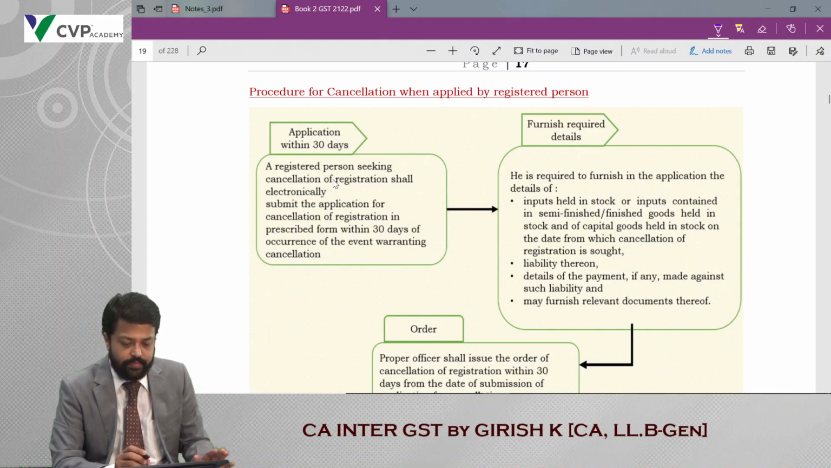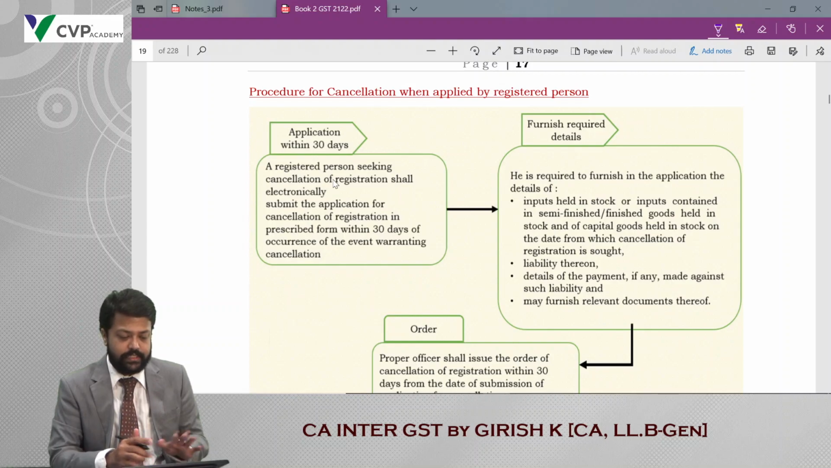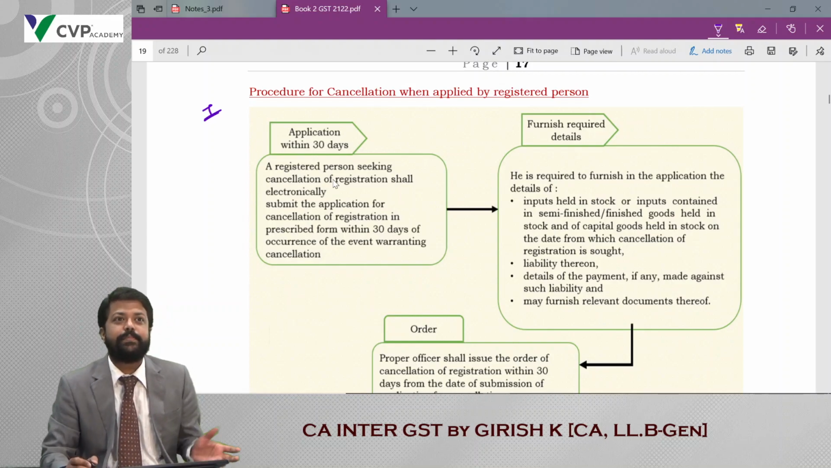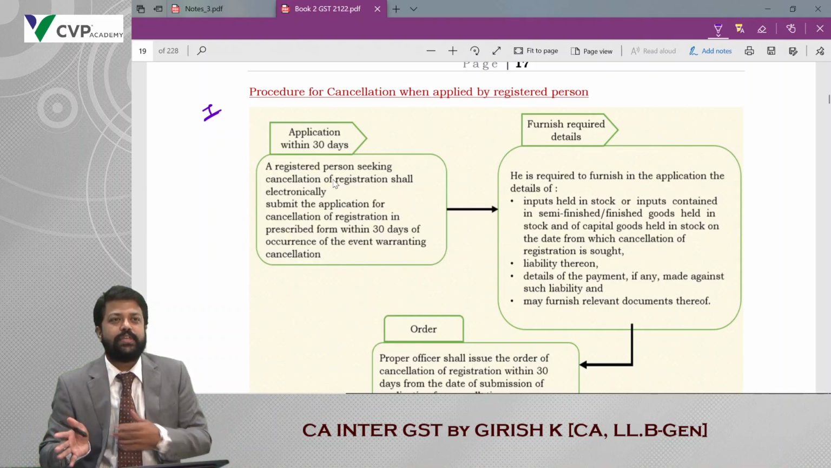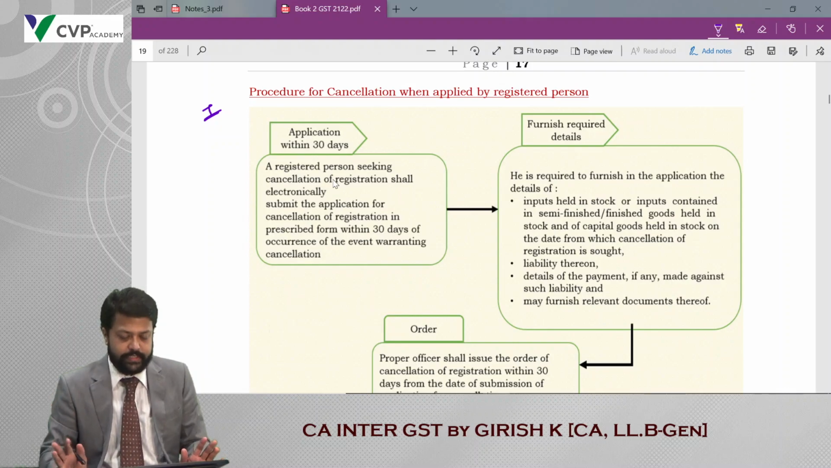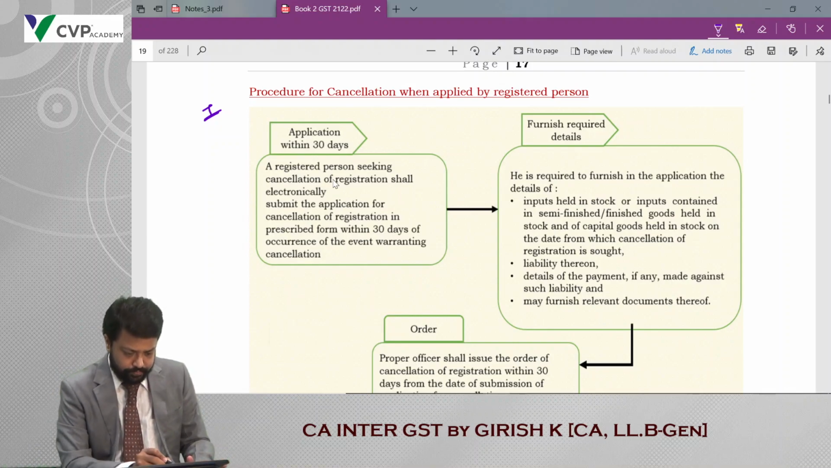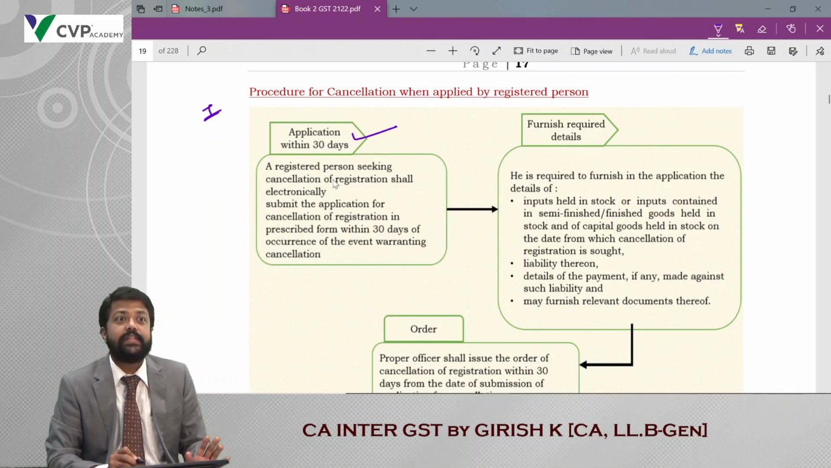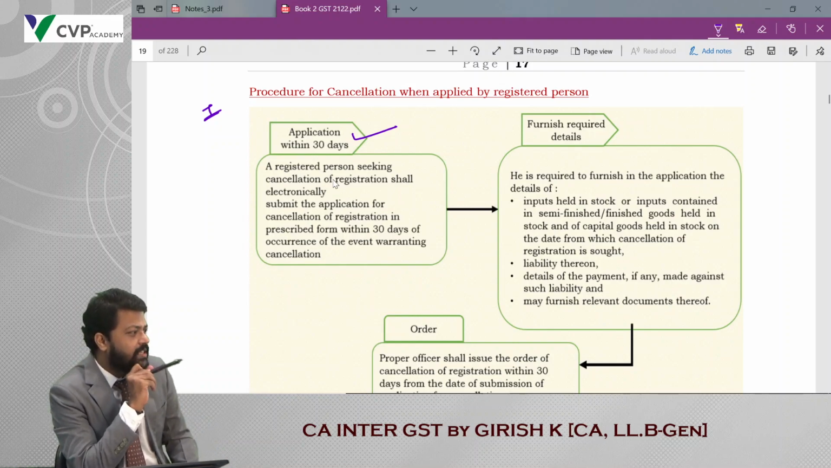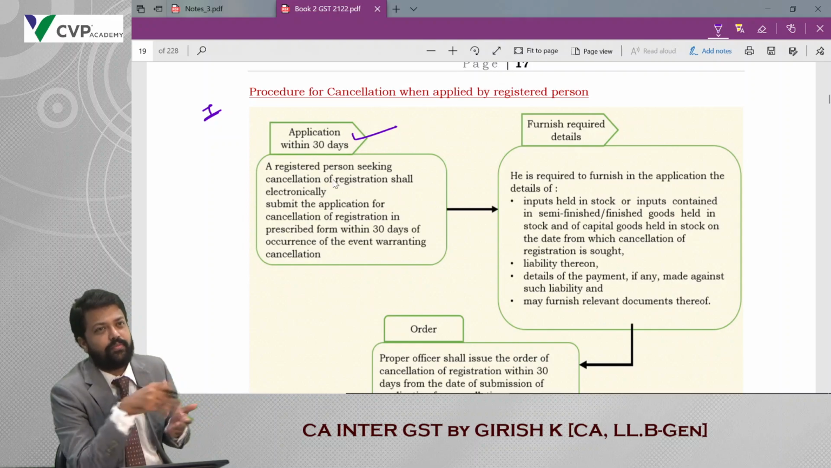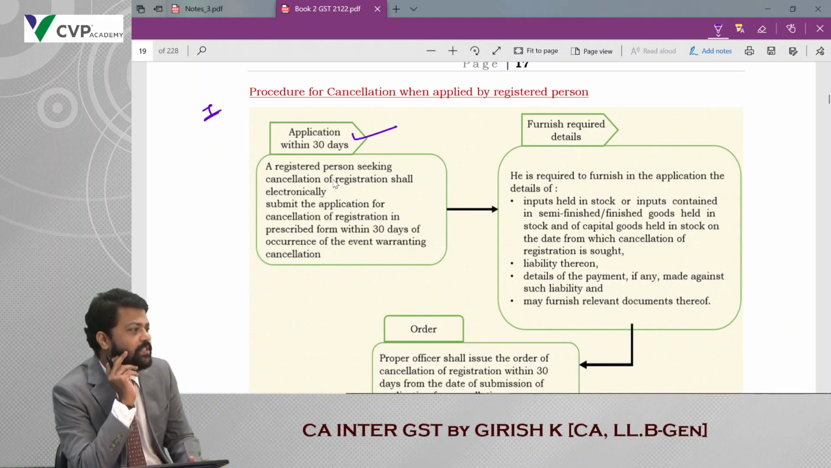Procedure for cancellation when applied by a registered person. This is the first part, wherein the application is made by the person who has the registration, to cancel it, because the threshold is not being crossed, or earlier it was crossing but now it is not, or the business is stopped, whatever the reason. The application needs to be done within 30 days. A registered person seeking cancellation of registration shall electronically submit the application for cancellation in the prescribed form within 30 days of occurrence of the event warranting cancellation. So if my limit is not crossing, I observe it and I apply within 30 days of such observation.